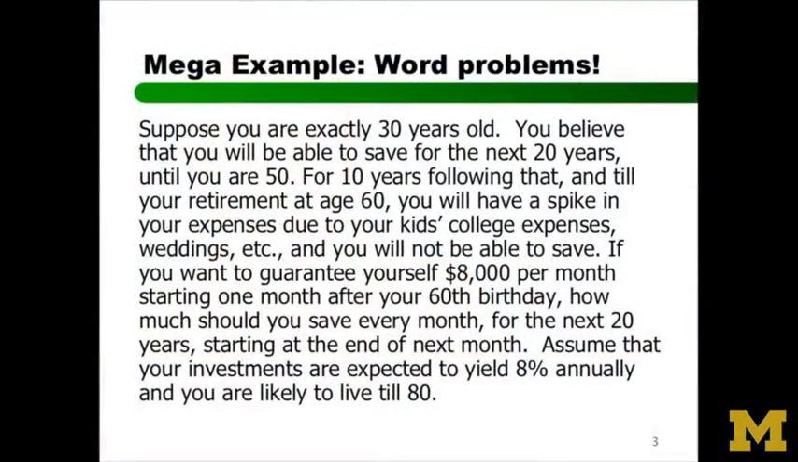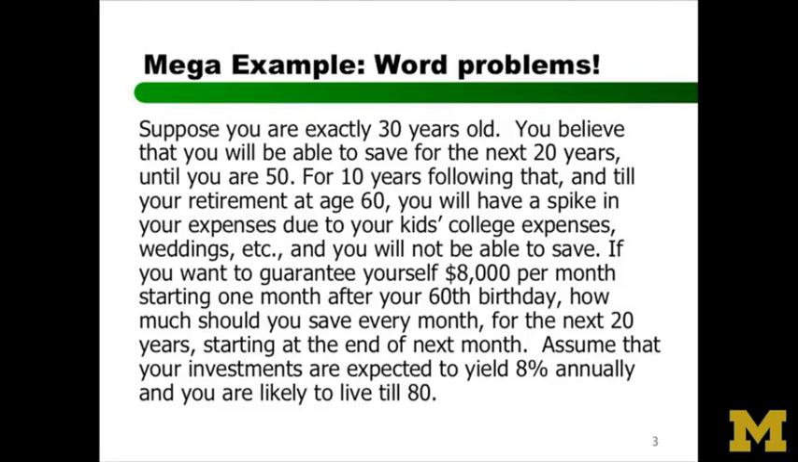And the reason I'm doing it is because it kind of captured everything we did last time. But as you read it, you should see a difference. So I'm throwing in something new into the problem so that you can think creatively to do this problem again. So the problem again states that you're 30 years old. You believe you will save for the next 20 years till you're 50. This is exactly the same as last time.